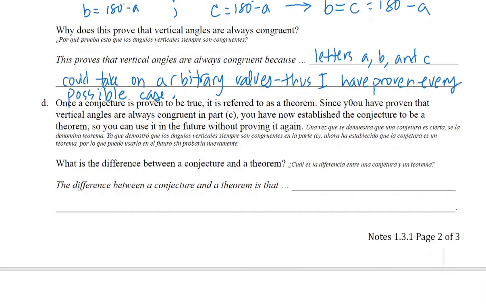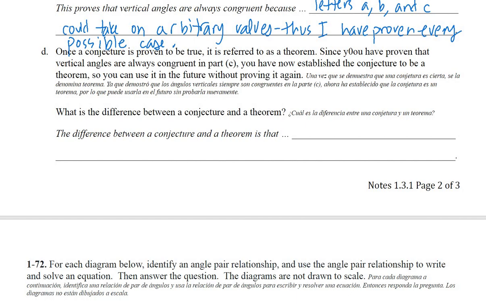All right, part D. Once a conjecture is proven to be true, it is referred to as a theorem. Since I have proven that vertical angles are always congruent in part C, I have now established the conjecture to be a theorem, which means we can use it in the future without proving it again. What's the difference between a conjecture and a theorem? Well, they might say the same thing.